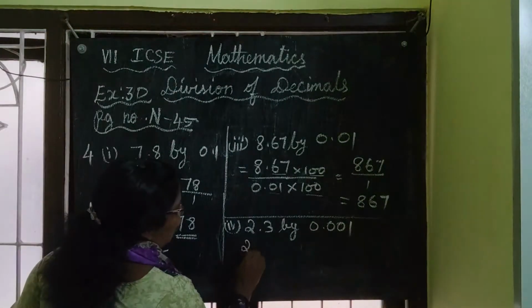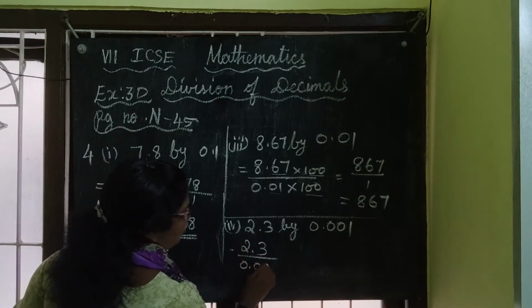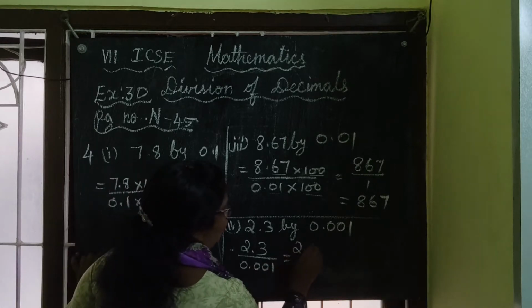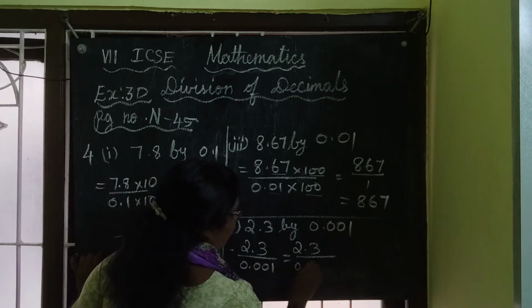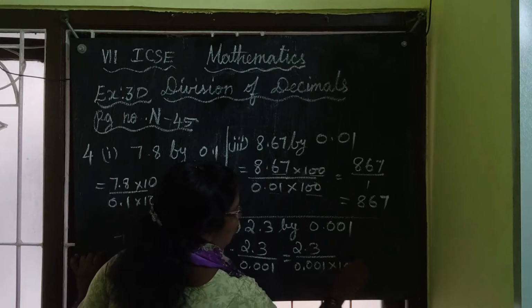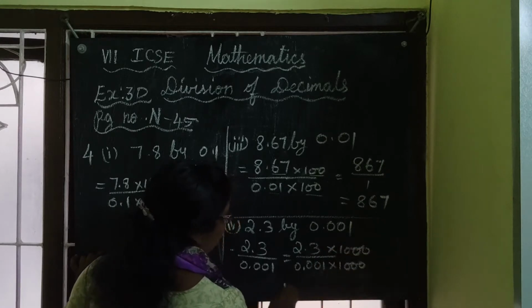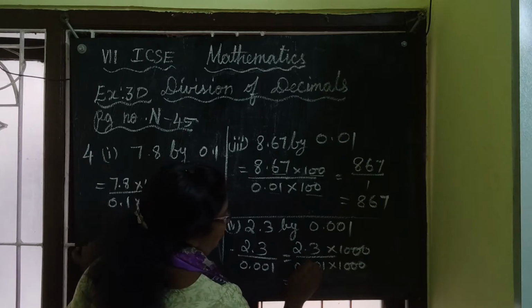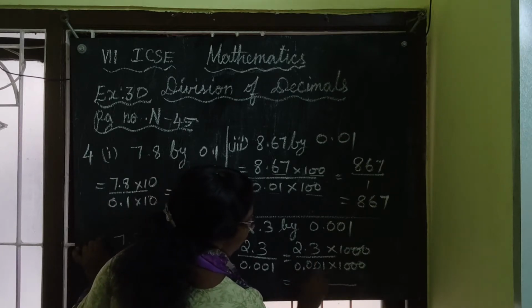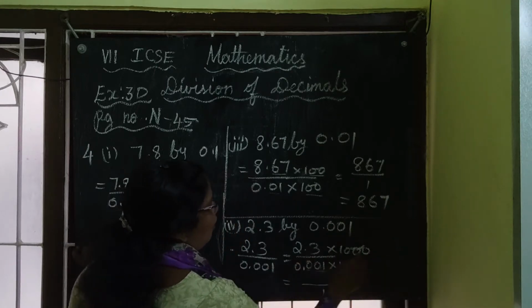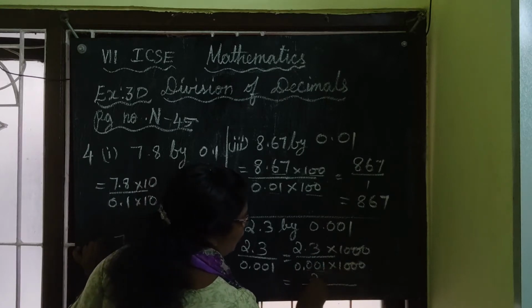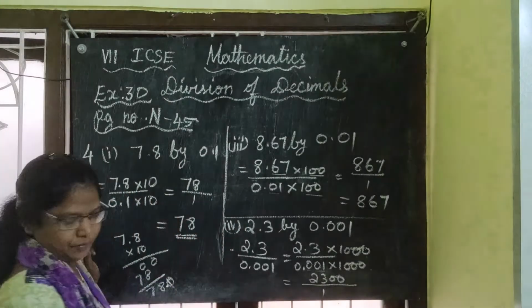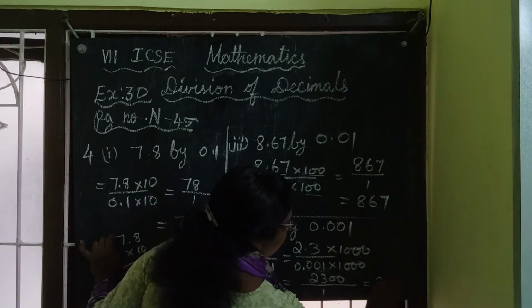In the same way, 2.3 is divided by 0.001. How many decimals do we have? 3 decimals. So multiply 0.001 by 1000, and the top also by 1000. For the bottom, 3 decimals, 3 zeros will go, so only 1. Here for 3 zeros, we have only 1 decimal. For the other zeros, what to do? You add them here. So 2300. Your answer is 2300.